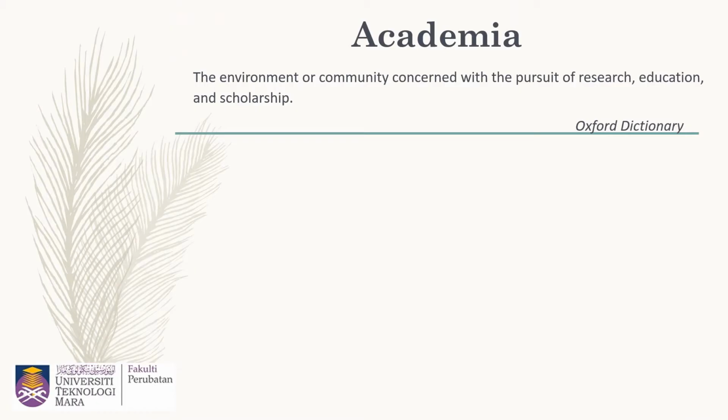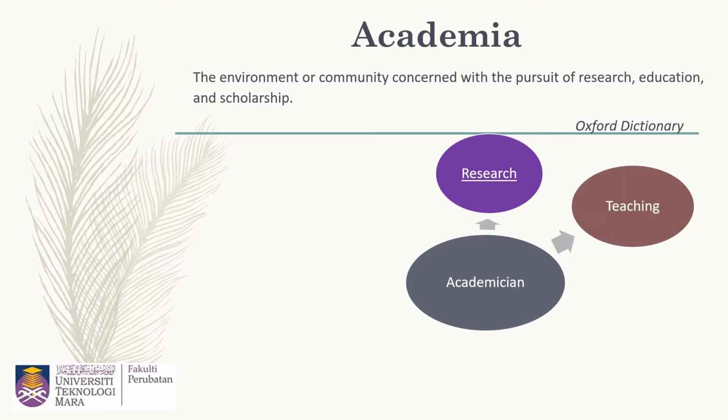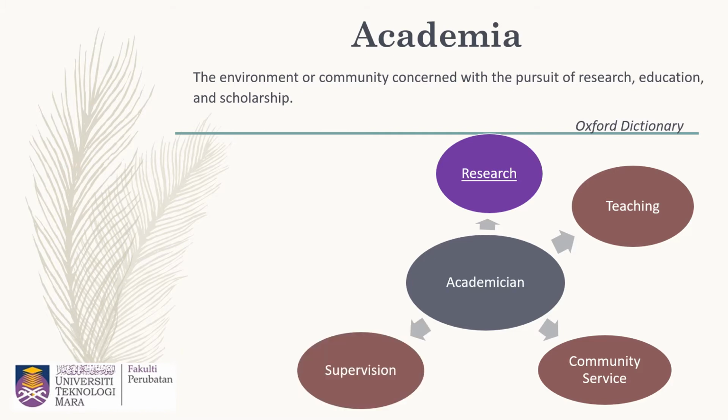Academia has been defined as being an environment or a community concerned with the pursuit of research, education, and scholarship, and a university houses and nurtures this environment. Within a university, and as academicians, we have 5 main responsibilities: research, teaching, community services such as clinical practice in the Faculty of Medicine, postgraduate supervision, and for those that may have more experience within academia, they may be involved in administration. This presentation will focus on the research aspect of academia.